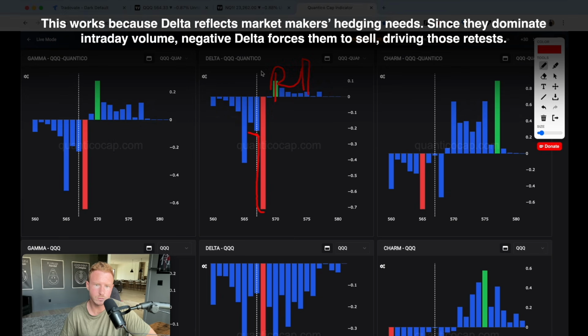Okay, and the reason why this works is because this is telling us the hedging activity the market makers need to do to stay neutral in the market, right? And the market makers, they control the majority of the intraday volume. They're constantly hedging their positions back and forth. So when we're negative on the delta, they're being forced to sell, okay? They're being forced to sell.